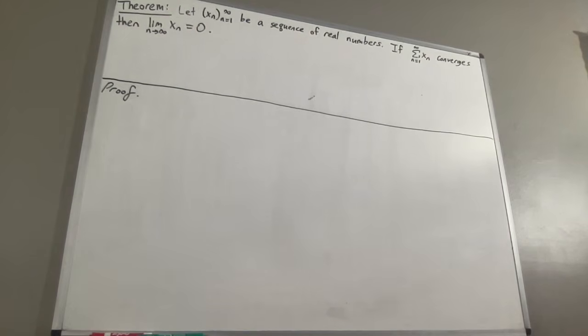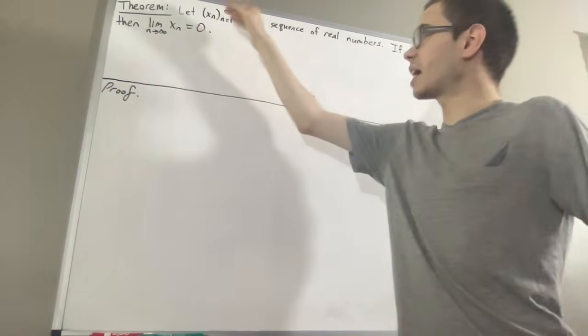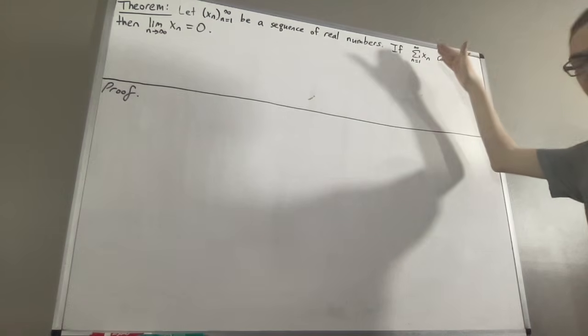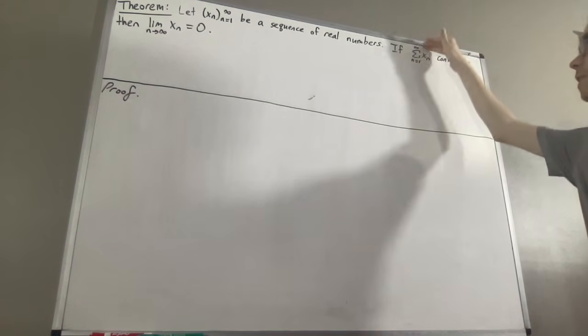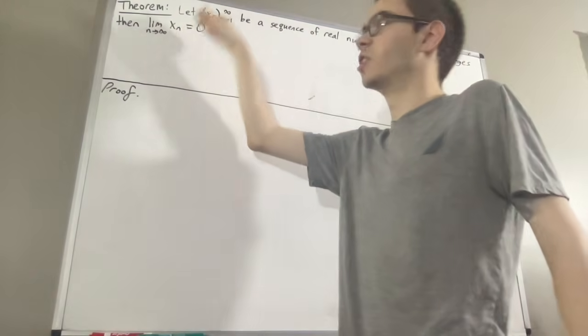Hello! In this video, we are going to prove the following theorem. Let xn be a sequence of real numbers. If the infinite series from n equals 1 to infinity of xn converges, then the sequence of xn's converges to 0.